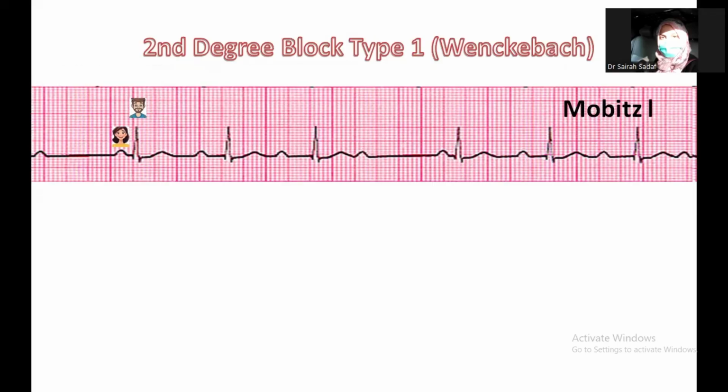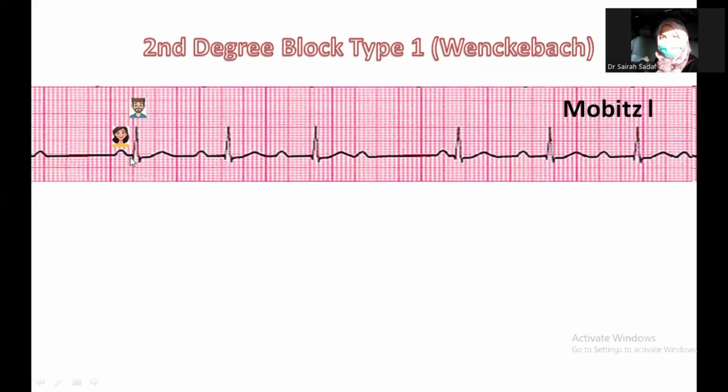That was with the variable PR interval. Now look at this ECG. Can anyone interpret it? As you can see, this is the P wave, this is the QRS complex, and you can see there the progressive lengthening or prolongation. The PR interval is getting prolonged progressively.